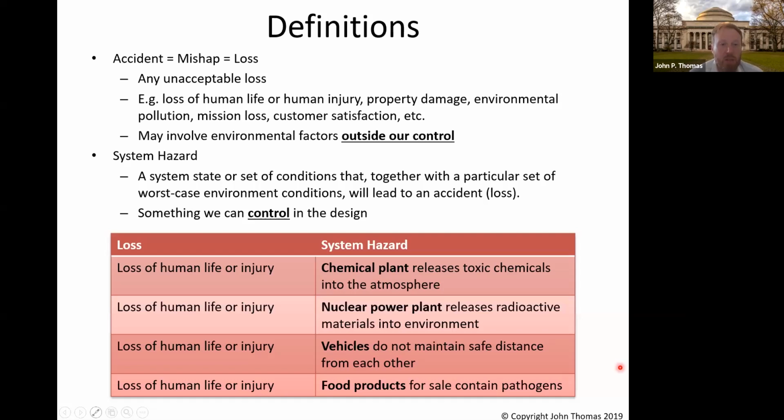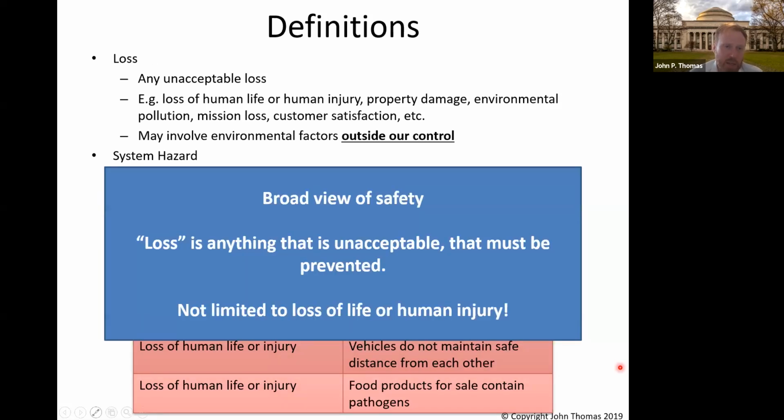The hazard zooms us in and focuses our attention on the thing that we can control, the system state that we're going to control and prevent in our design. Notice as I've been going through, these losses are not just what you might think of as traditional safety, depending on your industry. A loss is anything that is unacceptable. So from now on, anytime I use the word loss or unsafe or hazardous or anything like that, I am talking about any losses that we define. We get to define what they are.